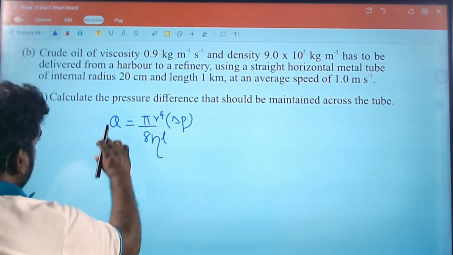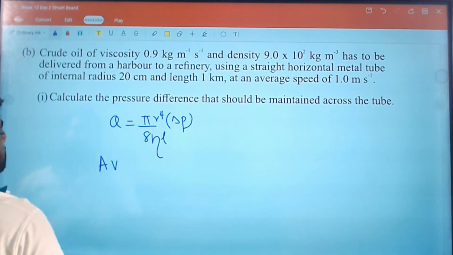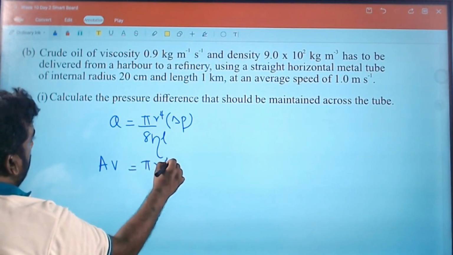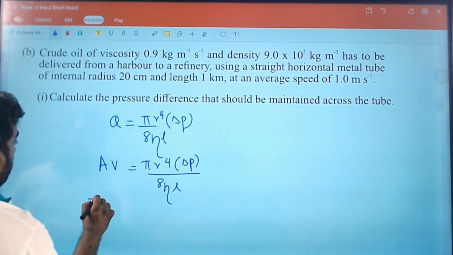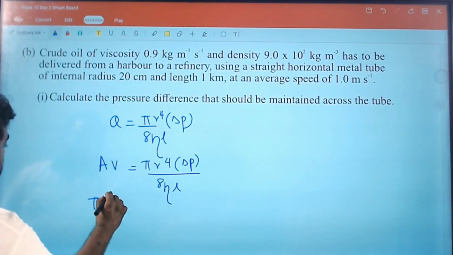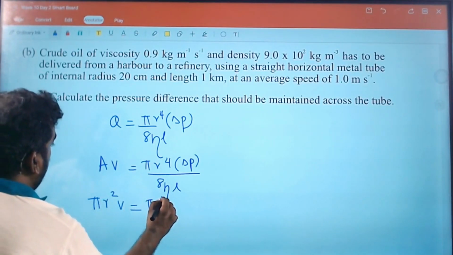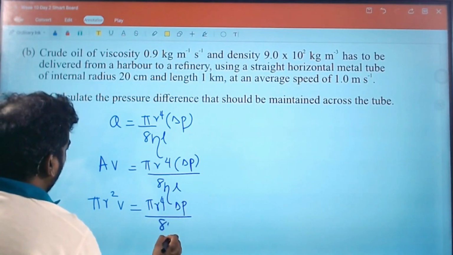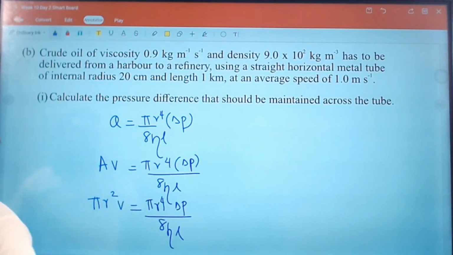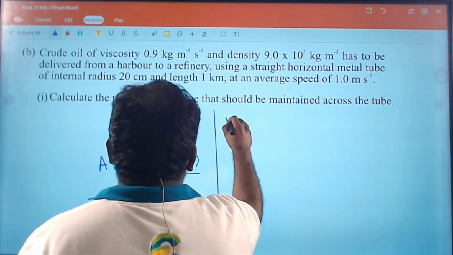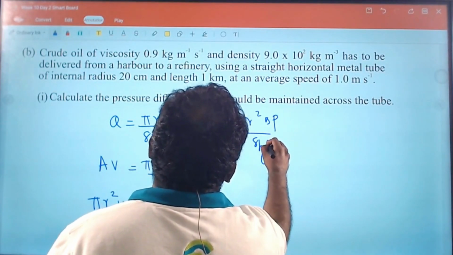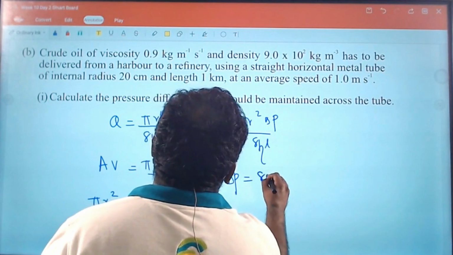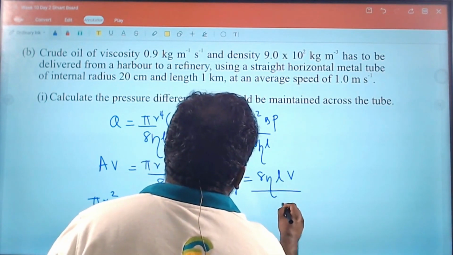So volume flow rate is area into velocity. Volume flow rate is that, pi R to the power 4 delta P over 8 eta L. Pi r squared v equals pi r to the power 4 delta p over 8 eta l, pi cancels off, r squared cancels. V is equal to r squared delta p over 8 eta l. Delta p is equal to 8 eta l v over r squared.